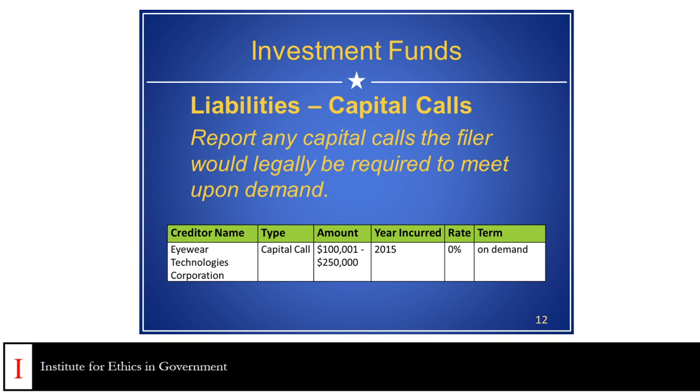For the amount, you need to report the category that corresponds to the highest value of the liability during the reporting period. With respect to a capital commitment, this will be the total amount the filer committed to the fund when they signed the agreement, minus any amount they already contributed prior to the reporting period. The rate will normally be reported as 0% or NA, and the term is reported as on demand.